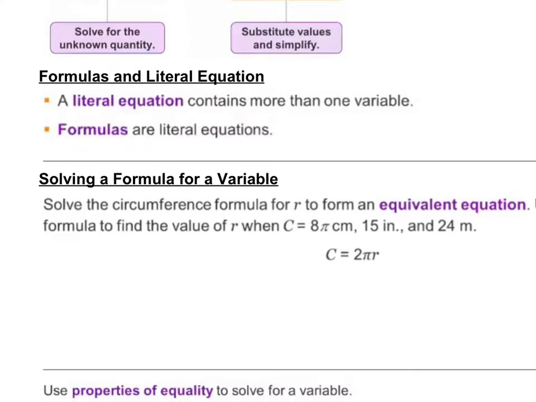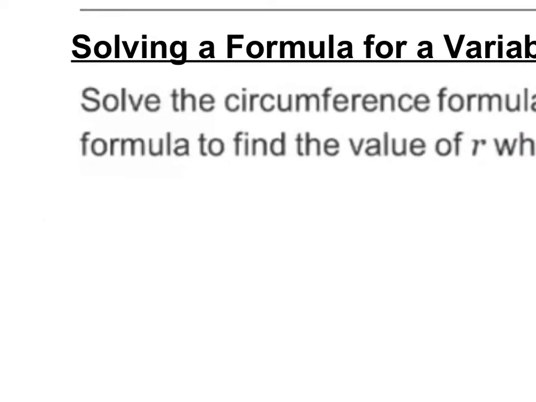Here, we're solving a formula for a variable. I want to solve the circumference formula for r to form an equivalent equation. So let's take this formula for the circumference of a circle. The circumference of a circle is equal to 2 times the number pi times the radius of the circle. If you take the radius and multiply it by 2 and then by pi, it gives you the circumference, which is the distance around the circle. But what we want to do is solve this equation for r.